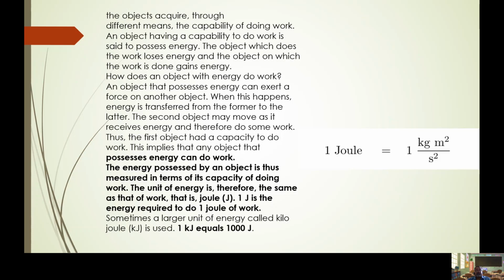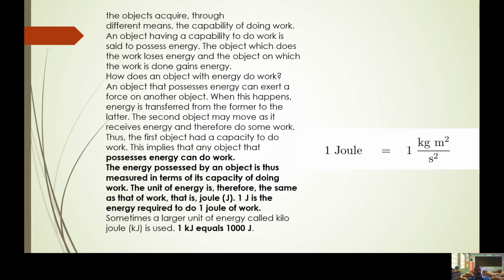The second object may move as it receives energy and therefore do some work. Thus, the first object had a capacity to do work. This implies that any object that possesses energy can do work. The energy possessed by an object is thus measured in terms of its capacity of doing work.